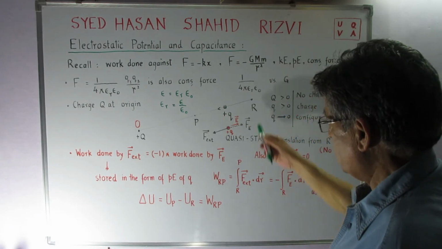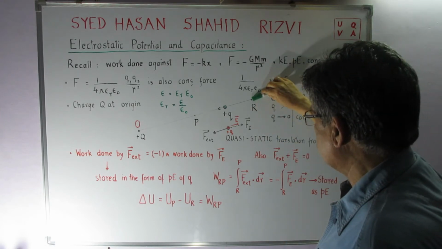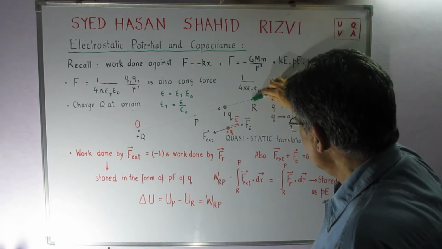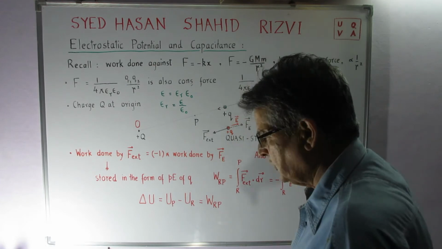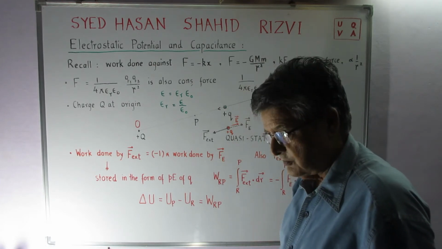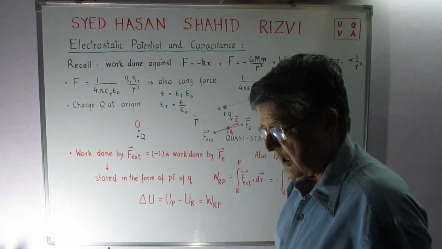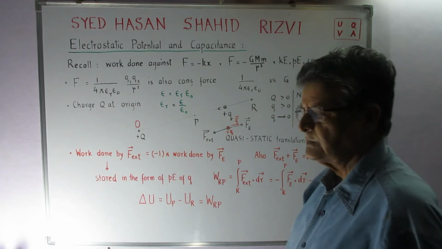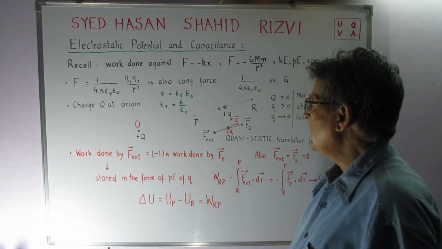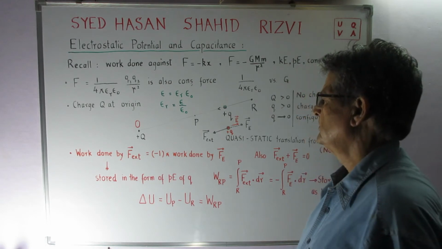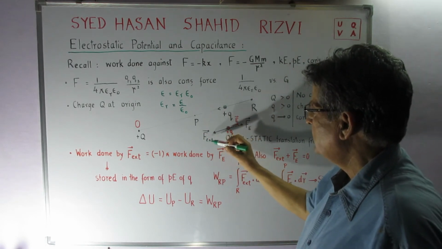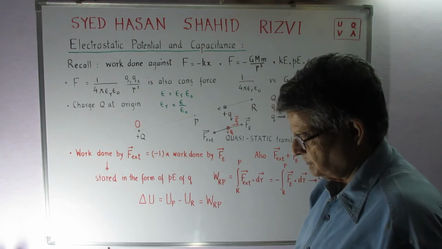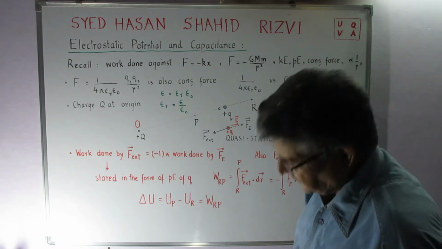So my charge is here and there is a force in this direction. Now, if we want to move this charge towards the origin, we will have to push this charge at least with an equal and opposite force, which I described here as F external. Minimum, equal and opposite. But we'll take it to be equal and opposite.